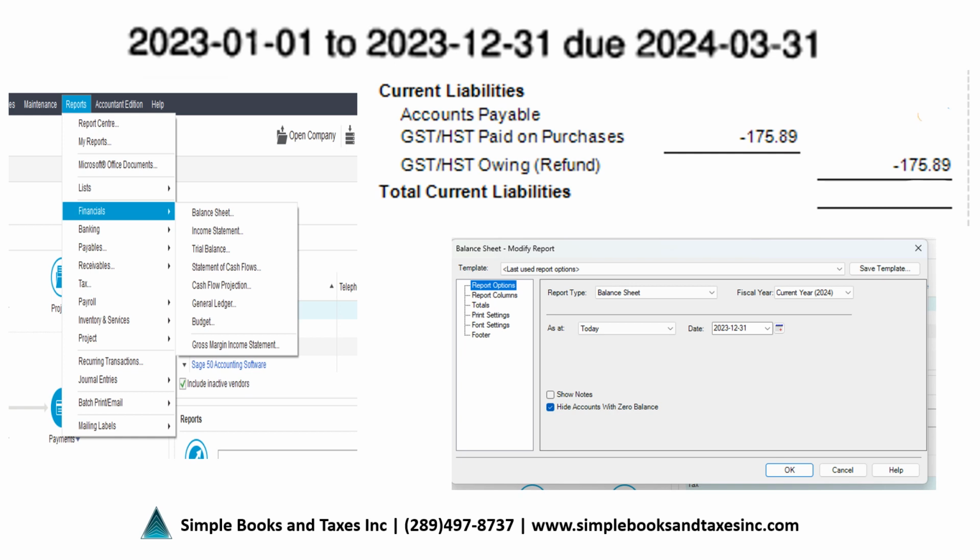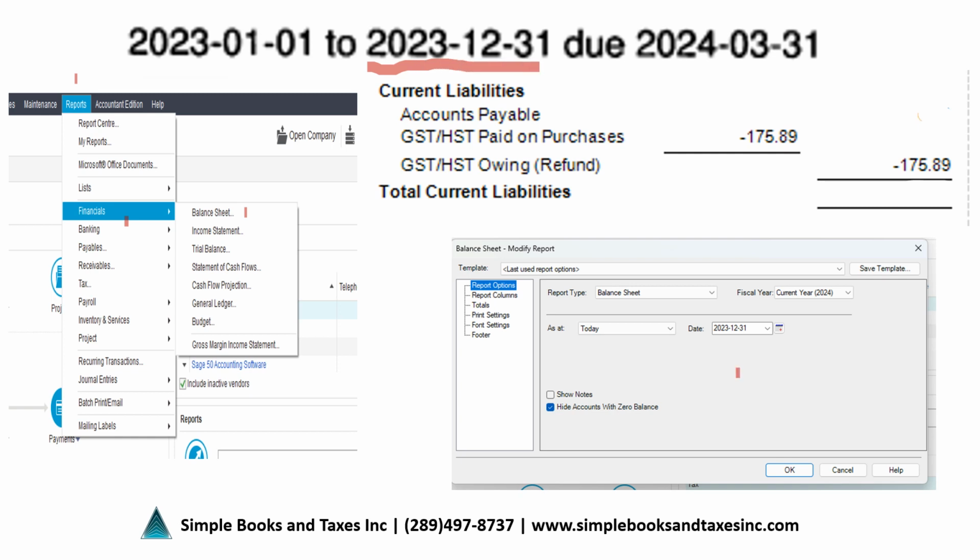So to start, we have to make sure that the company entered all transactions and completed the bank reconciliation for the whole year. Then I usually depend on two reports. The first one will be the balance sheet. In our example, we use Sage 50, so we go to Reports, Financials, Balance Sheet, as at December 31st, 2023.